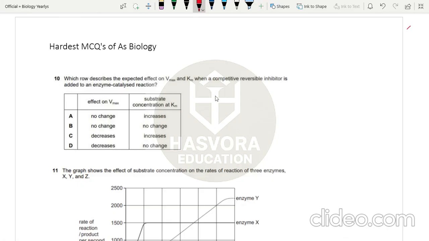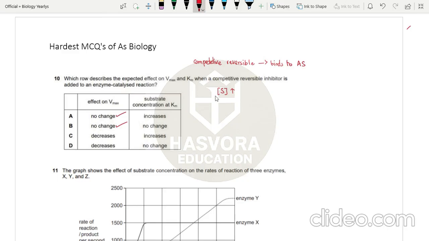So we know that when a competitive and reversible inhibitor binds, it binds to the active site, and it means that the substrate can no longer bind to the enzyme. So if the substrate concentration is increased, then the Vmax can be attained and it can reach the Vmax. So there is no change on the Vmax when there is a competitive reversible inhibitor.